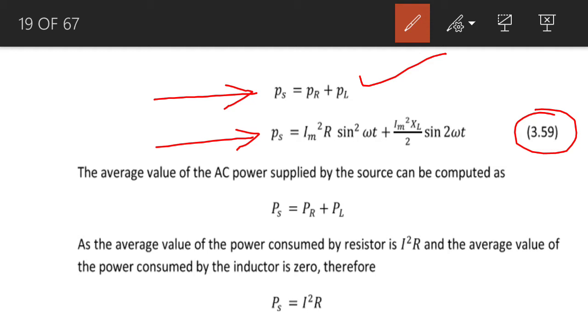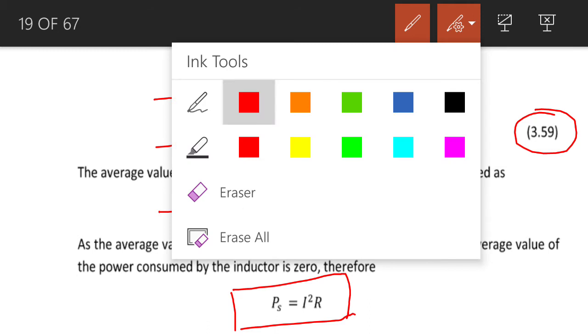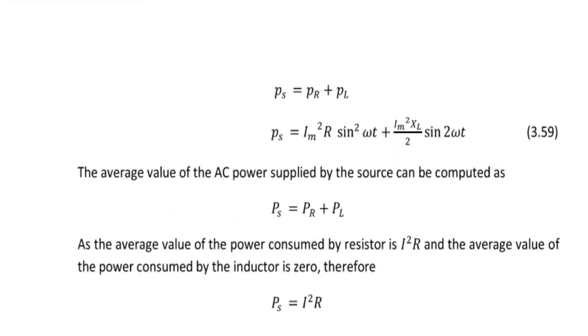We calculate the average value of the AC power supplied by the source. So the average value of the AC power supplied by the source will be equal to PR plus PL. We know that the average value of the power taken by the inductor is 0. So PS will be equal to PR, and we know that PR is equal to I square R. So this is how we calculate the power supplied by the source.